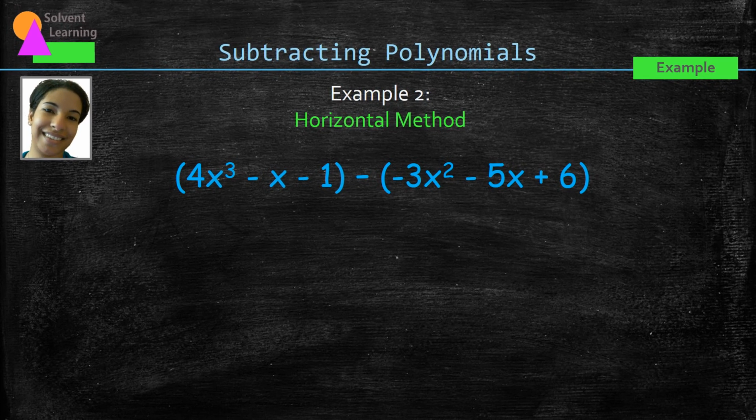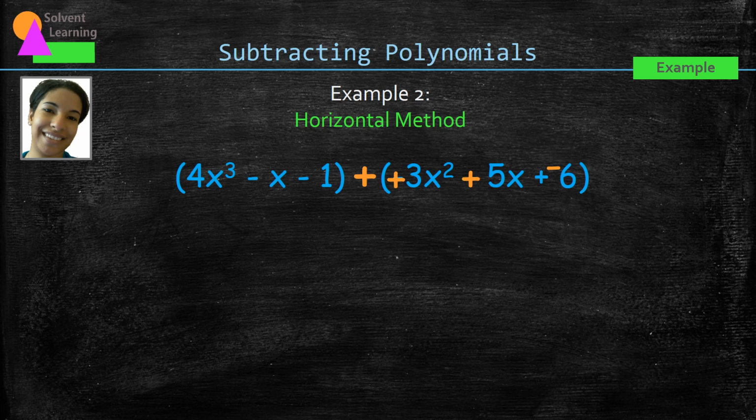Okay. Now we have a lot more going on with this problem. This is the one that we saw when we first began the video. So now let's see how we can tackle that problem using keep, change, change. Okay, we keep the first polynomial the same, change subtraction to addition, and then change the sign of each term in that second polynomial there. Negative 3x squared will become positive 3x squared. Minus 5x will become plus 5x. And the positive 6 will become negative 6.